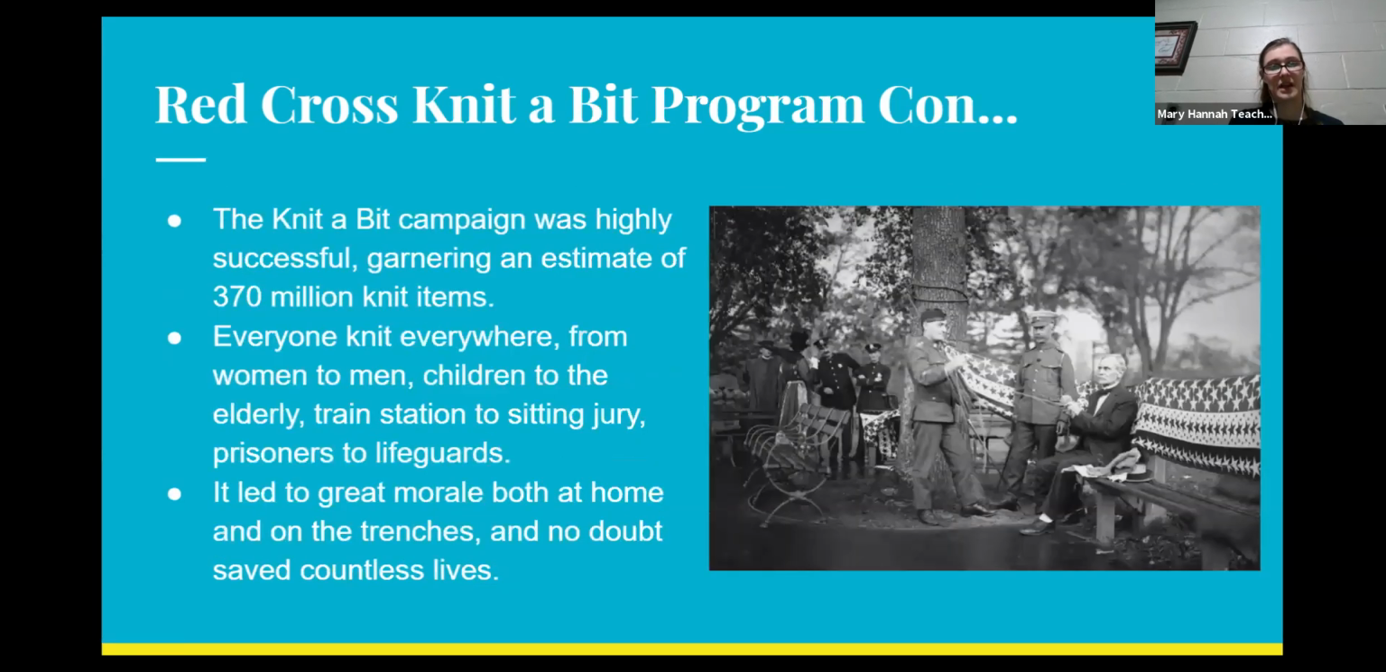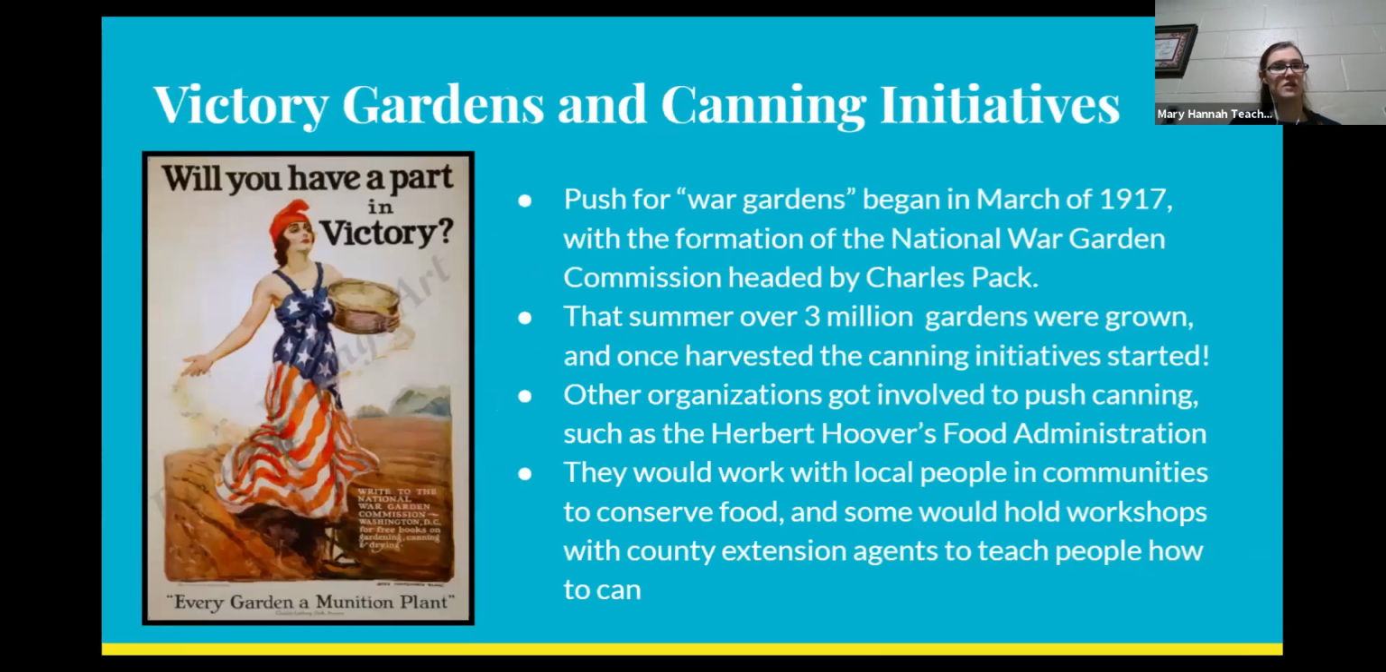So the Knit a Bit campaign is highly successful. They gather about 370 million knit items in just a 3-year span. Everybody knits everywhere, and it leads to great morale both at home and on the trenches and saves countless lives. So that's one initiative. The second initiative is going to be the Victory Gardens and Canning Initiative. This is going to be a push for war gardens with the formation of the National War Garden Commission. Over 3 million gardens are grown, and once harvested, that's when they start canning as well.